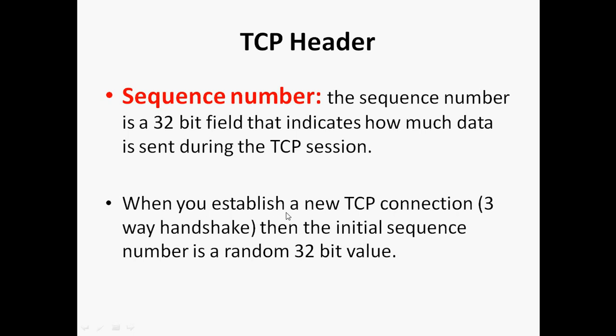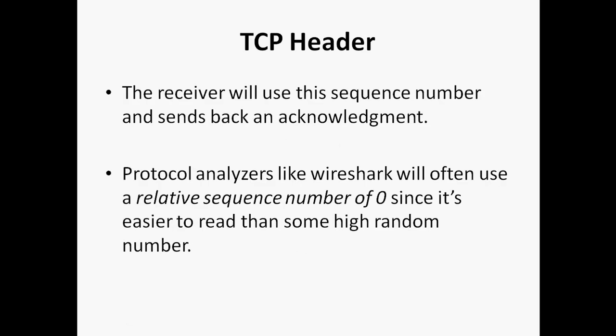When you establish a new TCP connection, that is the three-way handshake, the initial sequence number is a random 32-bit value, generated based upon the operating system we are using. The receiver will use this sequence number and send back the acknowledgement. For example, if the sender sends sequence number 1, the receiver replies with an acknowledgement based upon that sequence number.